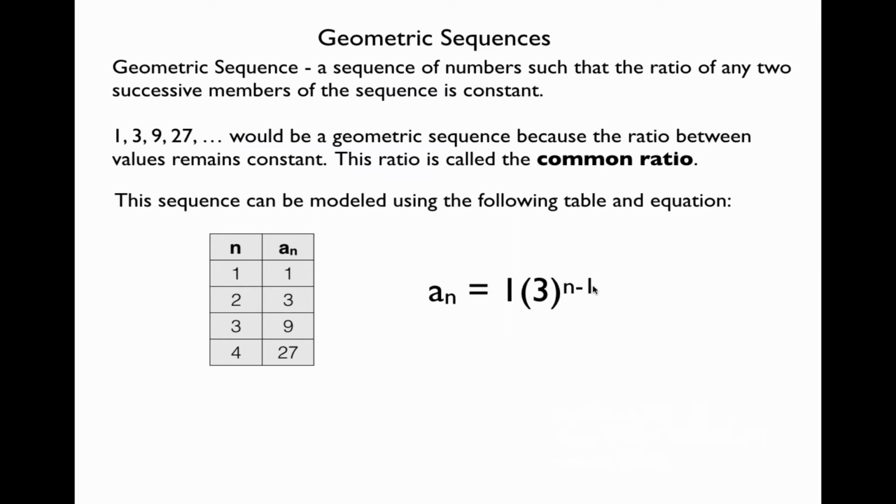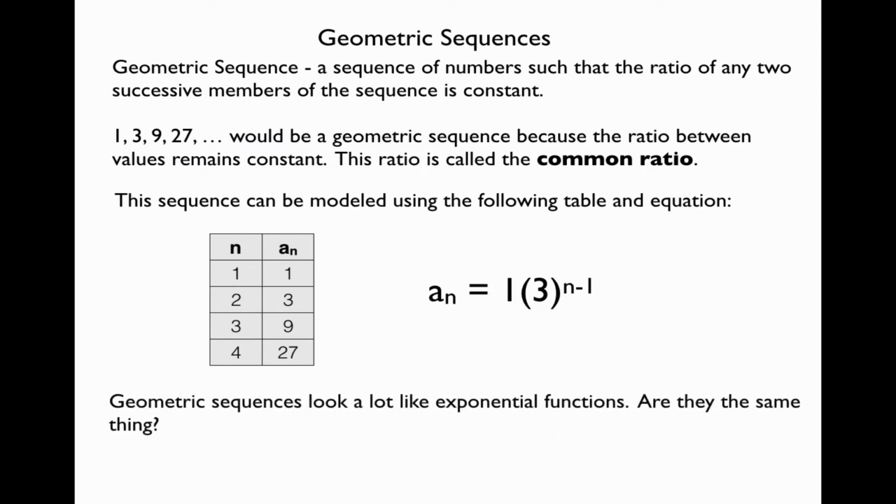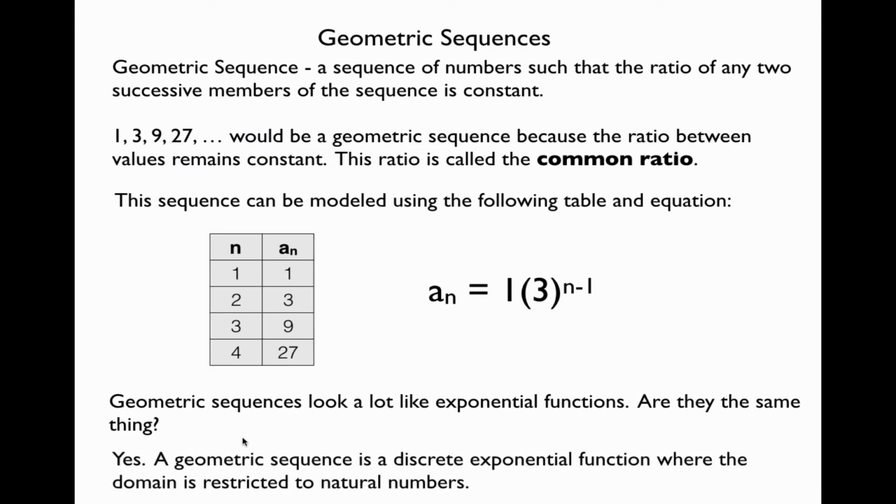Now you're probably saying to yourself, well, wait a second, Mr. Odens, this too looks familiar. It looks kind of like exponential functions. Are they the same thing? Well, surprise, surprise, they are the same thing. A geometric sequence is just a discrete exponential function where the domain is restricted to natural numbers.